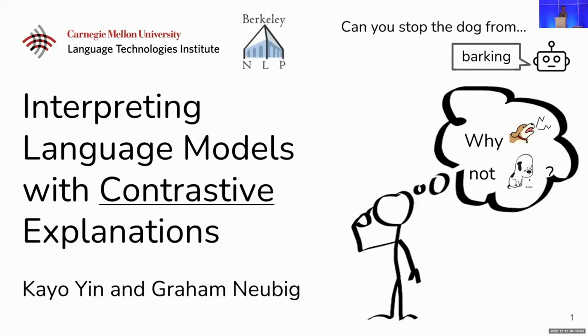Everyone, my name is Kayo Yen, and today I will talk about my work interpreting language models with contrastive explanations. This work was done in collaboration with Graham Neubig while I was at CMU.